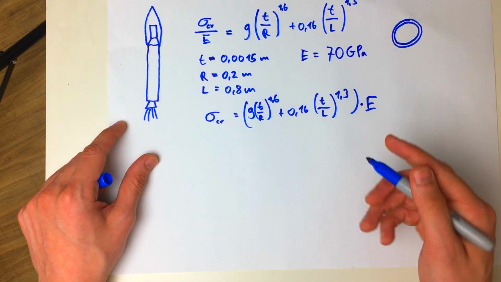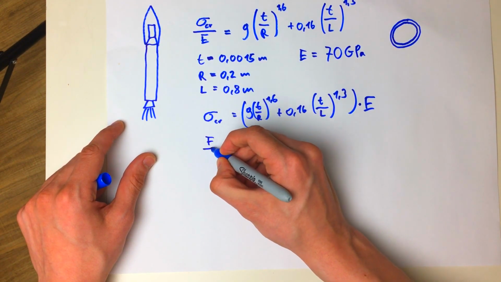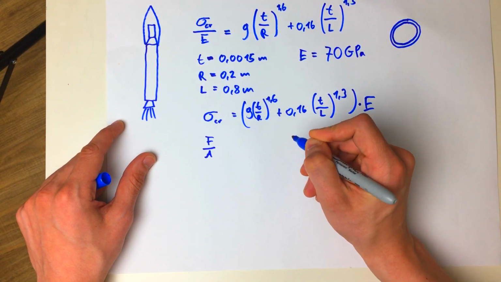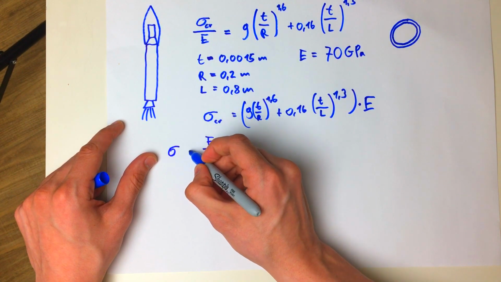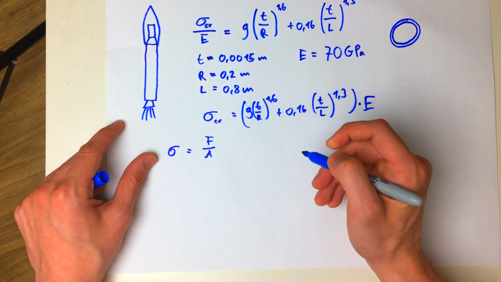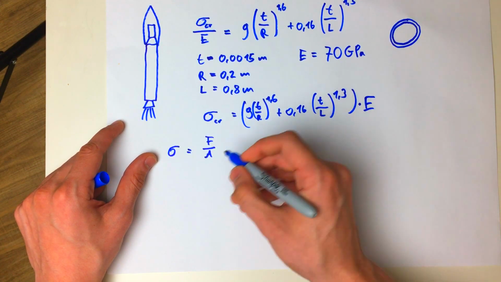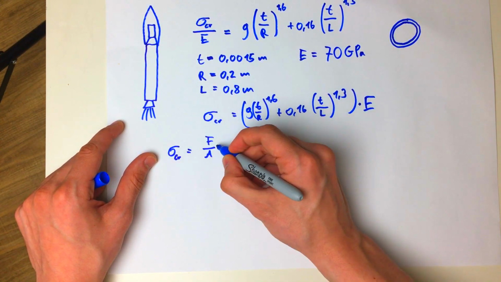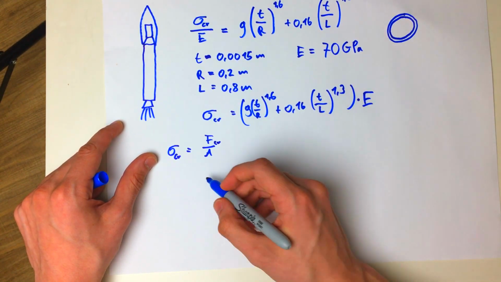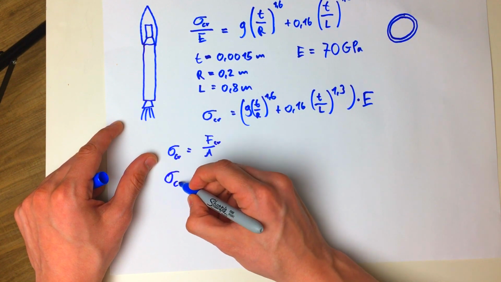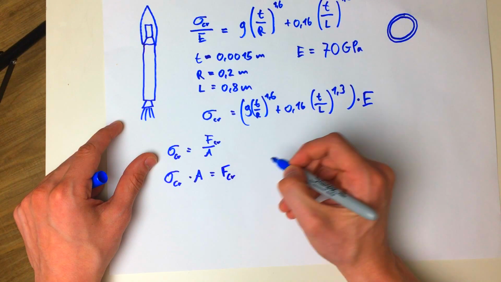And now we also know that the stress is force over area. So what we basically have to do to determine the critical buckling load is to multiply the critical buckling stress times the area of this whole cylinder. So we just have to multiply this, and that will give us F_cr.